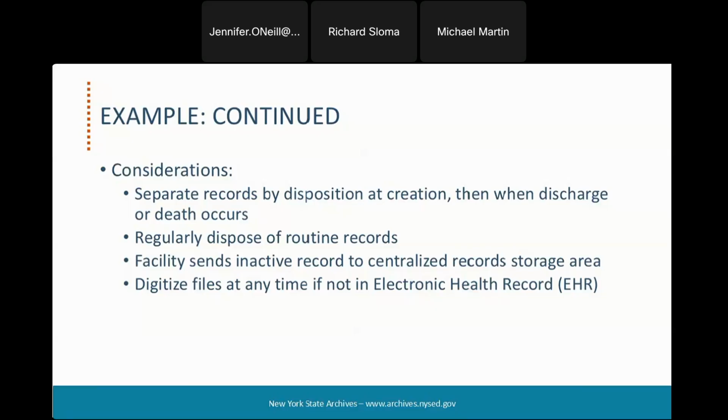We recommend that disposition be carried out regularly for routine records, and that the facility send the inactive records to their centralized record storage area at the appropriate time, which might be after death or discharge. The agencies also want facilities to digitize files anytime they're not in their electronic health record case management system. So they also have, in many cases for recent records, an electronic copy.